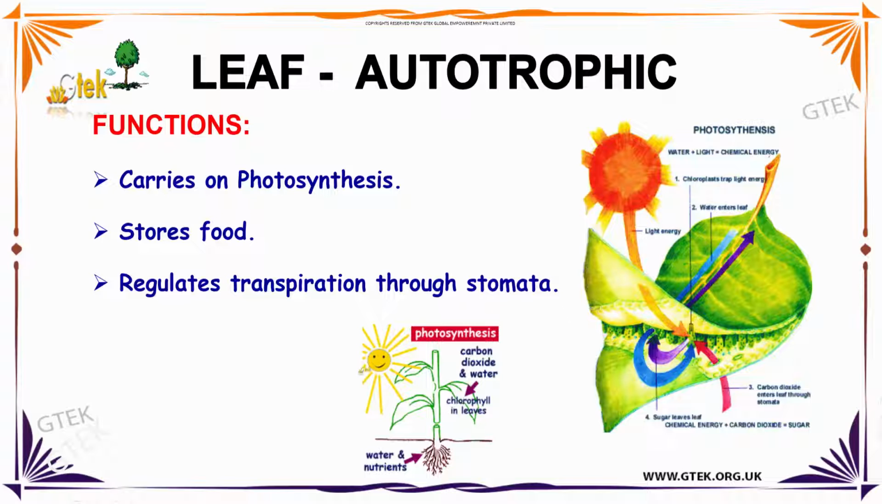You can see the photosynthesis process over here. During the photosynthesis process, the sunlight is absorbed by the leaves, and also the carbon dioxide and water are taken in by the leaves, and finally the glucose is released. Simply, photosynthesis is given as water plus light, which is equal to chemical energy.